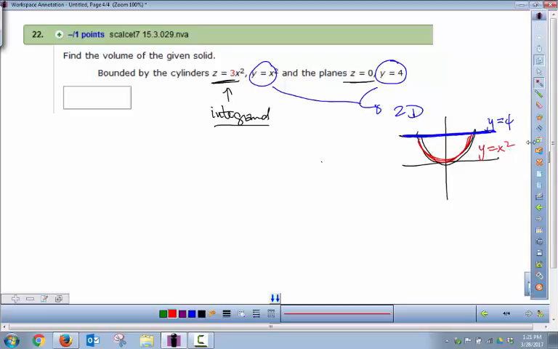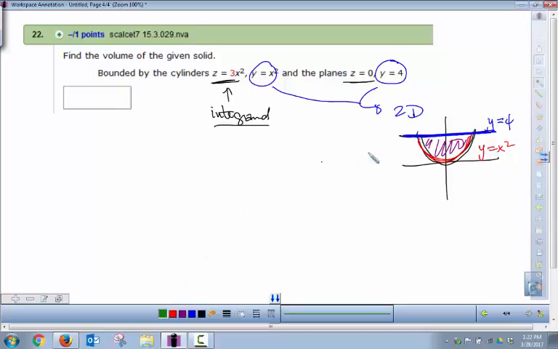So it looks like we're interested in this region, and it seems pretty clear what to integrate with respect to first, right? Does it seem clear? What do we want to integrate with respect to first? Y, right? Why?